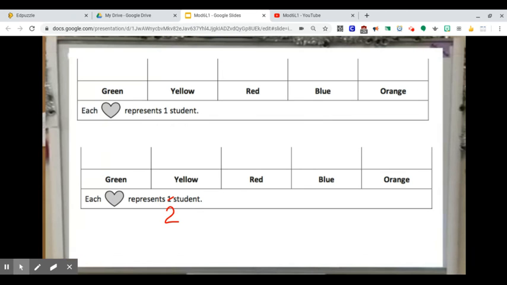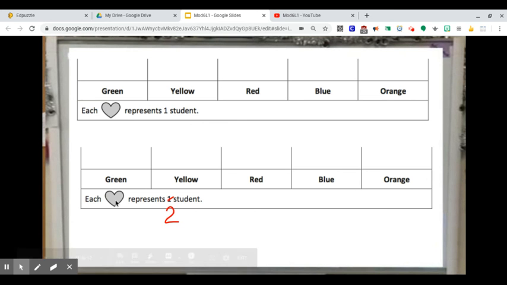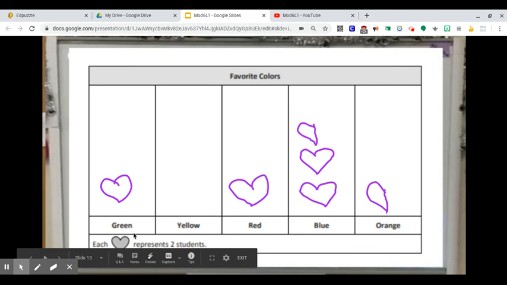Let's change it to 2 students per 1 heart. So now for every heart that I see on my chart, I know that 2 students picked that. So now instead of having 2 hearts with 1 vote, I have 1 heart. That means 2 students, okay? Our yellow didn't change because 0 is 0 is 0.